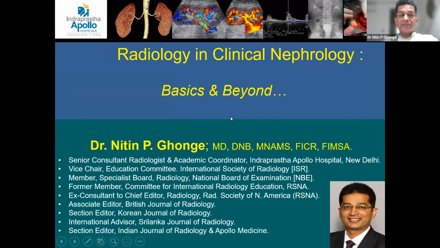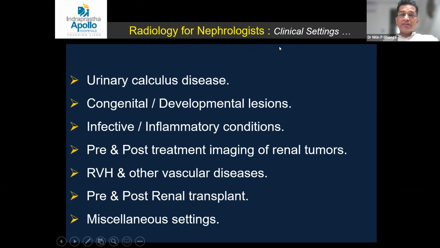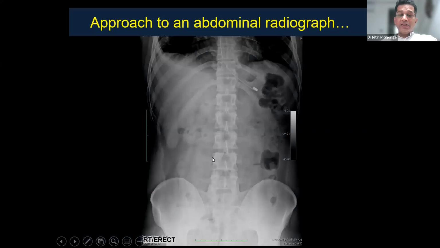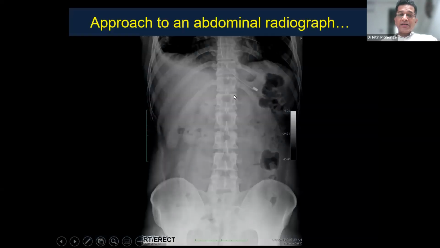in day-to-day clinical practice. So the spectrum of radiology for nephrology extends right from urinary calculus disease to congenital developmental lesions, to infection, inflammatory conditions, evaluation of the renal tumors, renal vascular diseases, transplant evaluation, and miscellaneous settings. So I will go through these clinical settings gradually as we proceed, but initially a brief overview about how to approach an abdominal radiograph, as you will see it quite commonly as a nephrology resident.